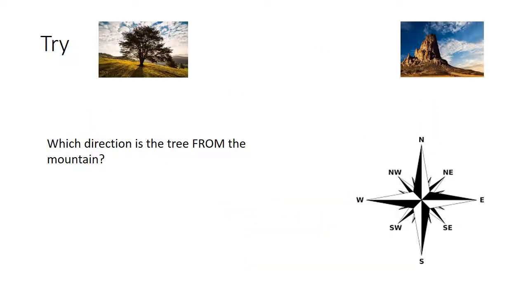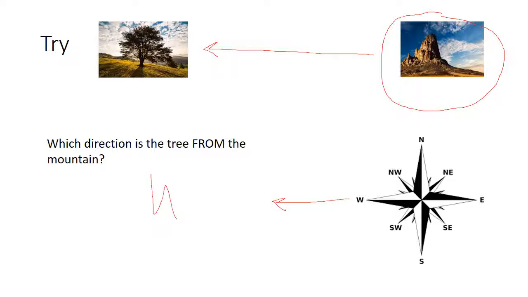Time for you to try one all by yourself. Which direction is the tree from the mountain? Go on, pause me, have a go. Okay, I hope you paused me. I hope you went right. It's from the mountain. There's the tree. It's going that way, which matches exactly west. And I hope you wrote down the answer west.